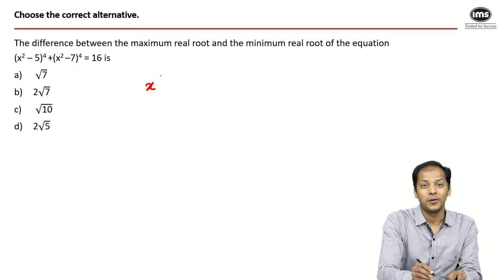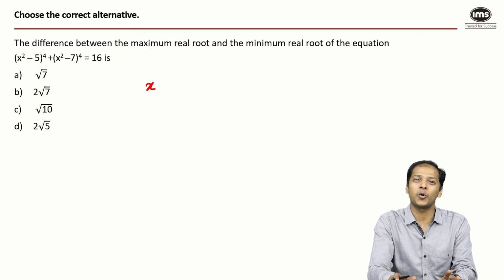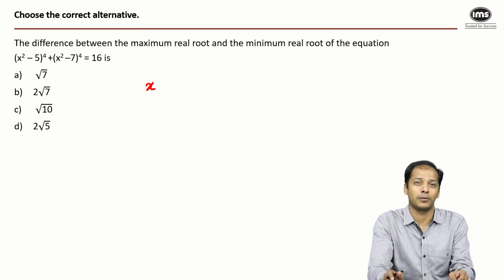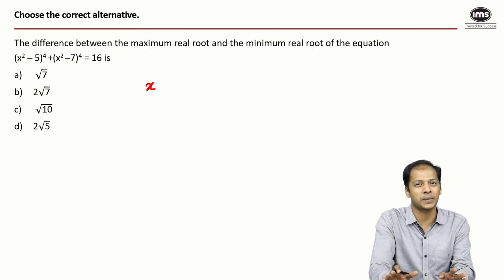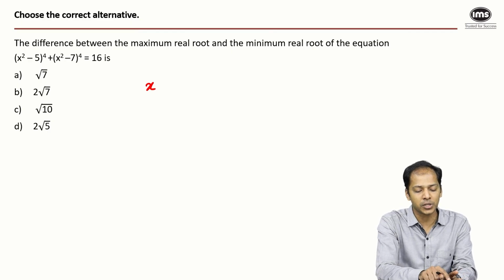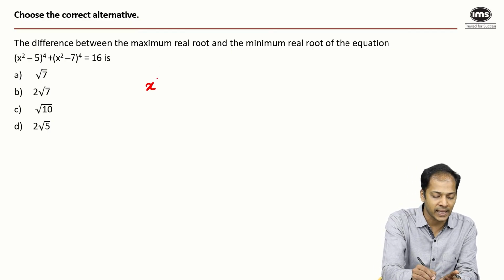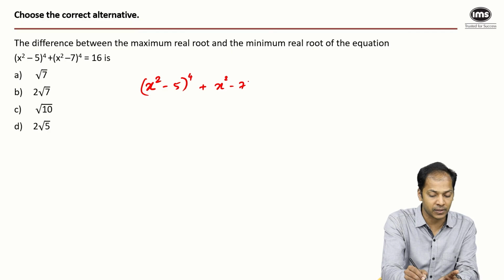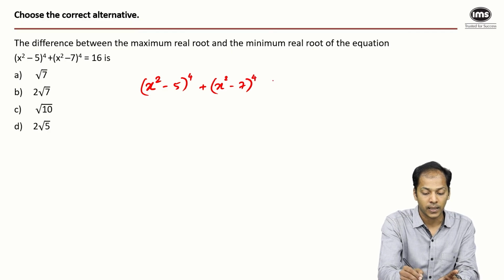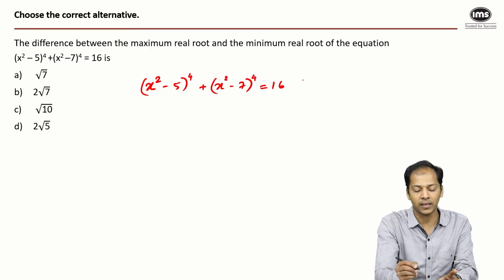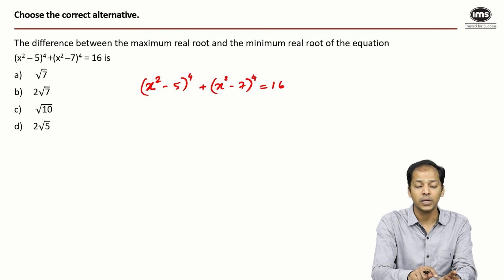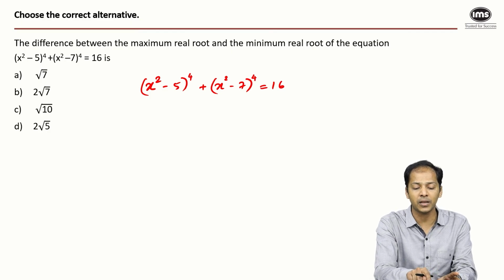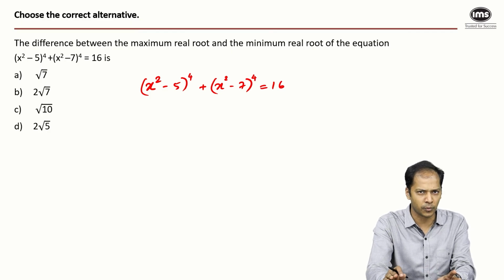Well, normally we are expected to know how to solve quadratic equations. Maybe sometimes we would be expected to factorize a cubic equation or something like that. But when it comes to such complex equations like (x² - 5)⁴ + (x² - 7)⁴ = 16, and here also, what have they asked us to find out? The difference between the maximum real root and the minimum real root of the equation.